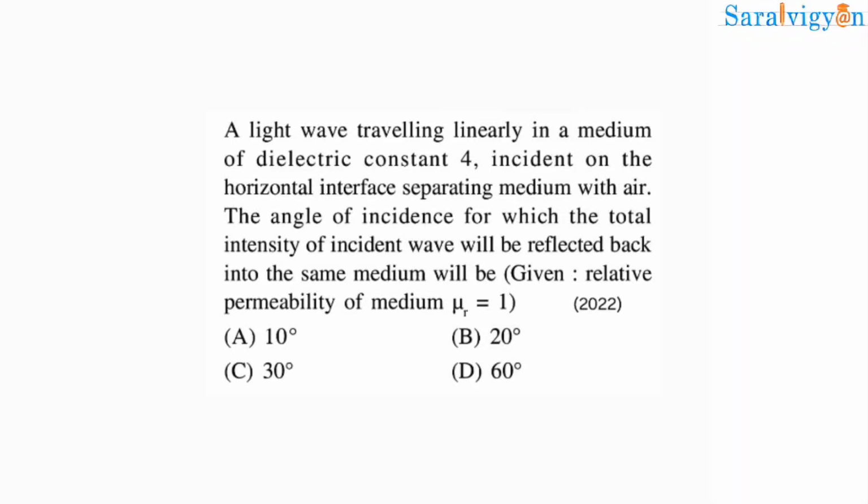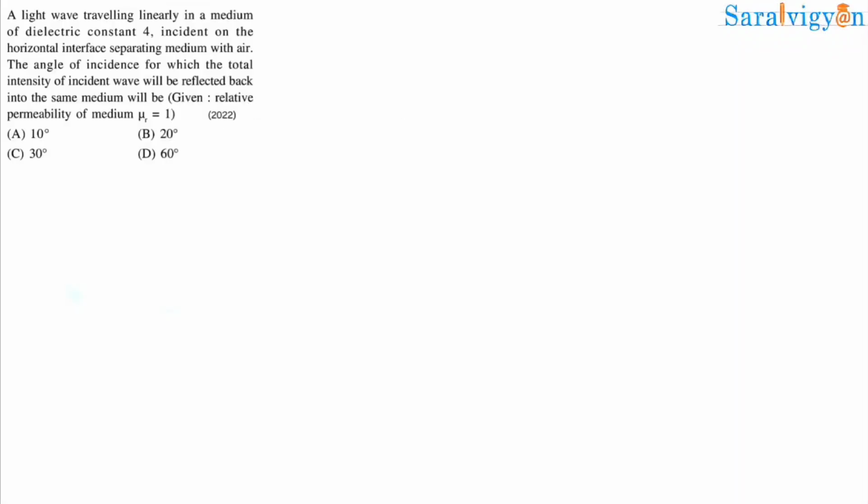A light wave traveling linearly in a medium of dielectric constant 4 is incident on the horizontal interface separating the medium from air. The angle of incidence for which the total intensity of the incident wave will be reflected back into the same medium will be: A) 10 degrees, B) 20 degrees, C) 30 degrees, and D) 60 degrees.